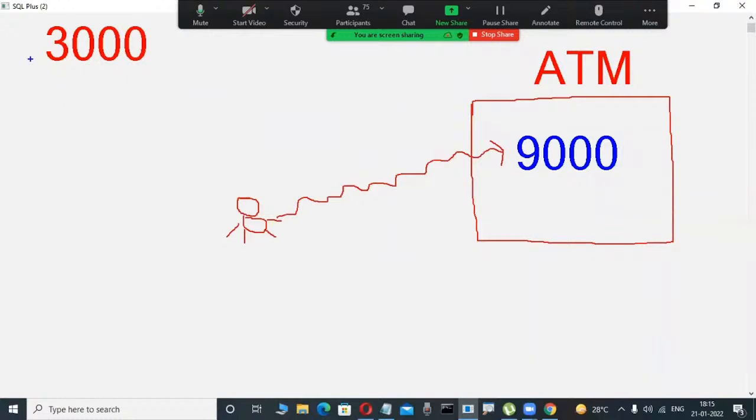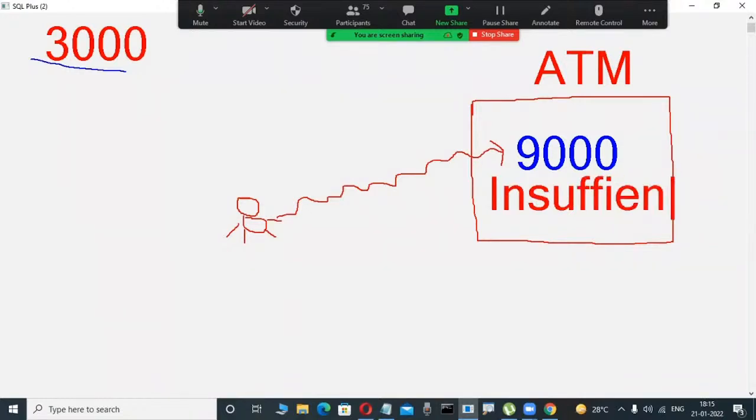Here my balance is 3,000, but how can I get 9,000 rupees? It's impossible. In this case, it will give a message. Are you observing your ATM machines? Maybe some message will be displayed, such as "insufficient funds."